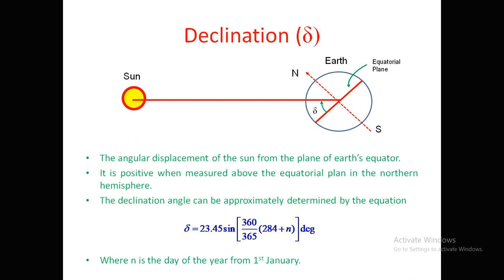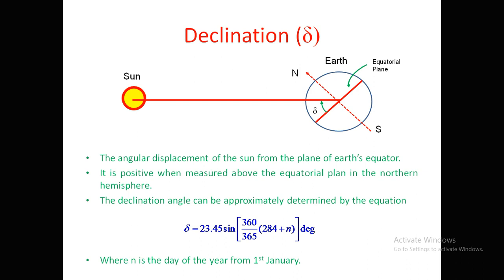For example, if we need to calculate the declination angle on 31st March, what is n if it is a leap year? We need to count from 1st January. In January there are 31 days. In February there are 29 days if it is a leap year. So first we add those two, which is 60. Then we add 31 days up to 31st March. The total will be 91 days, so n equals 91.